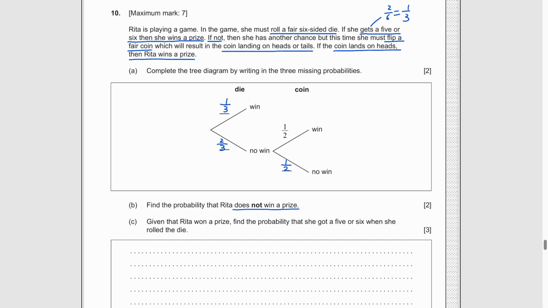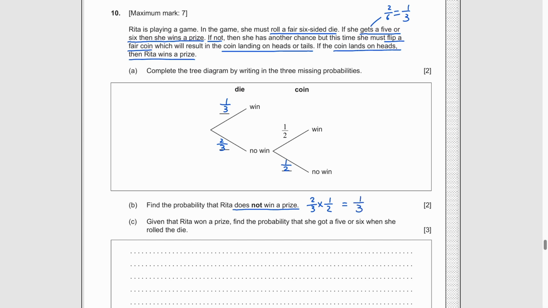The probability of not winning the prize is the probability of not rolling a 5 or 6, which is 2/3, multiplied by the probability of getting tails, which is 1/2. That gives a final answer of 1/3.